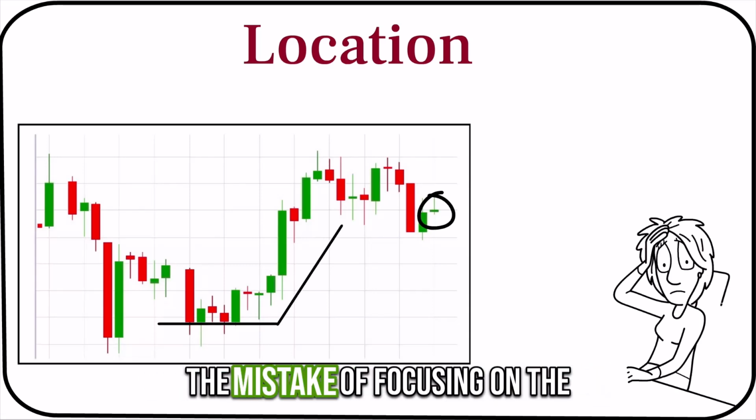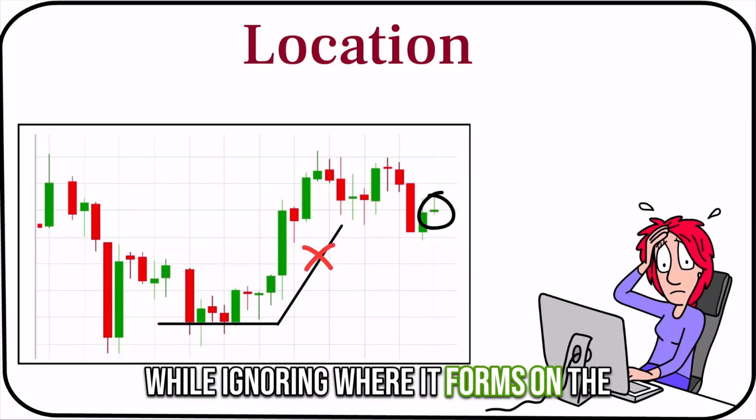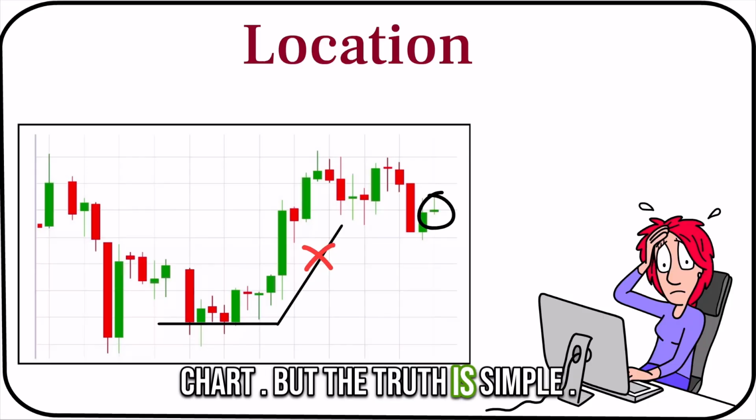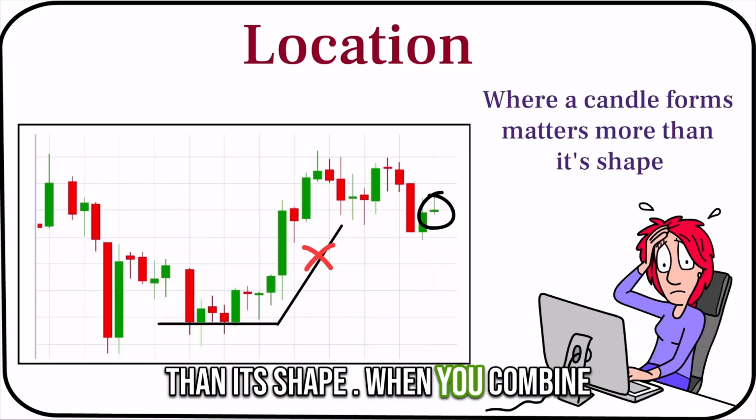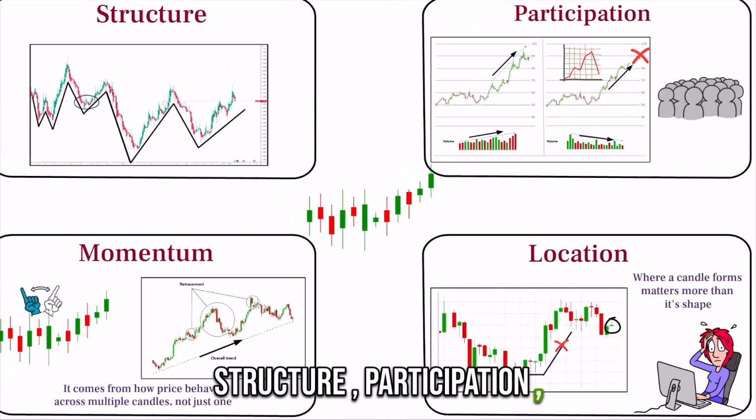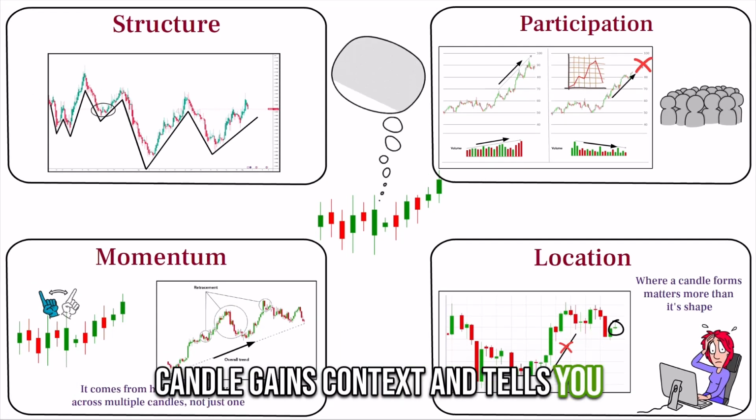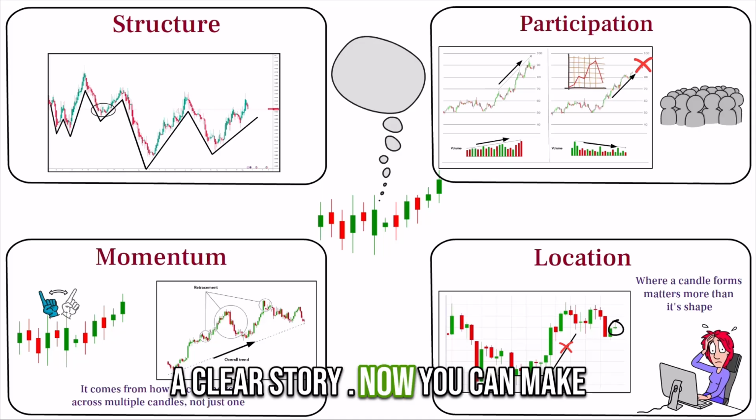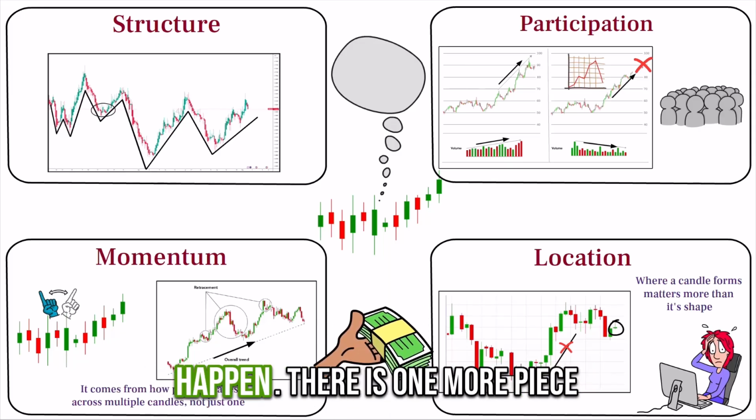Many beginners make the mistake of focusing on the candlestick pattern while ignoring where it forms on the chart. But the truth is simple. Where a candle forms matters more than its shape. When you combine structure, participation, momentum, and location, the candle gains context and tells you a clear story. Now you can make decisions based on what the market is showing, not what you hope will happen.